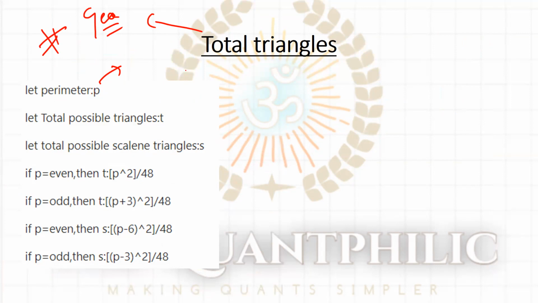Okay, so if you are given the perimeter, okay, and you are asked for the number of possible triangles, like scalene triangle, or isosceles or whatever triangle.